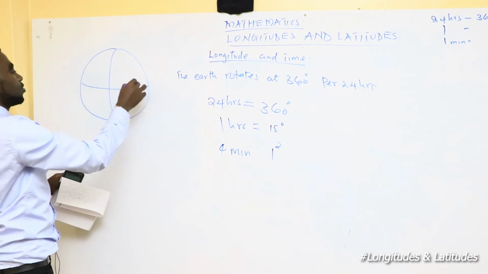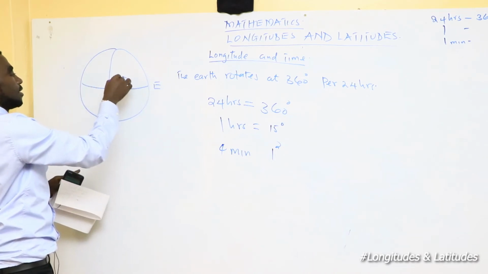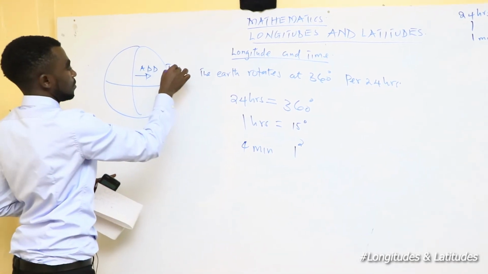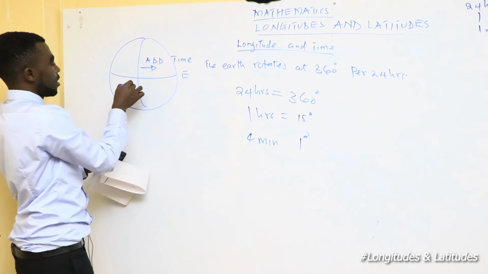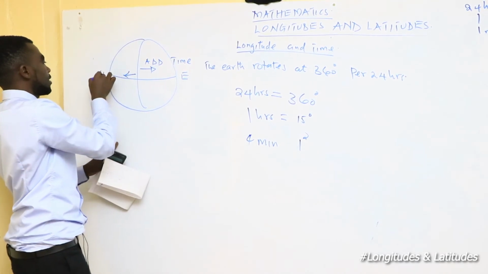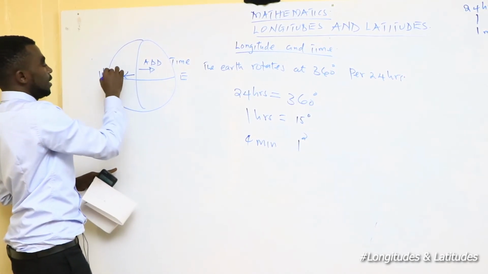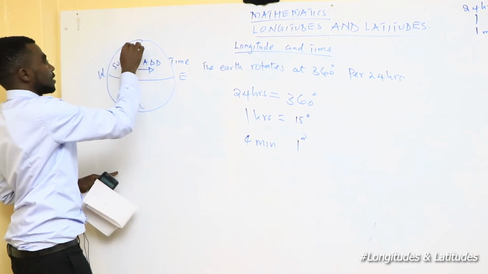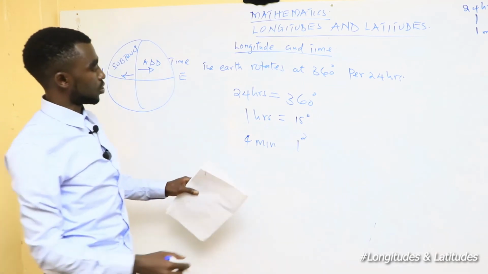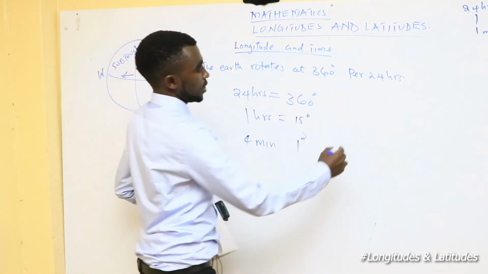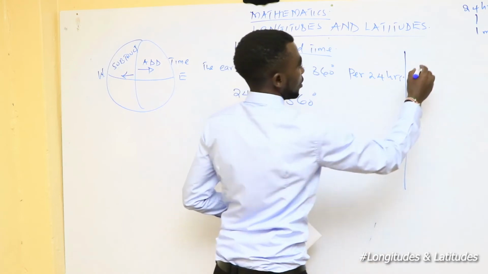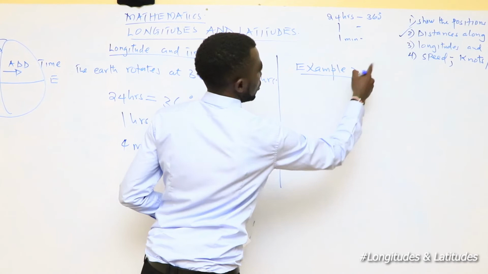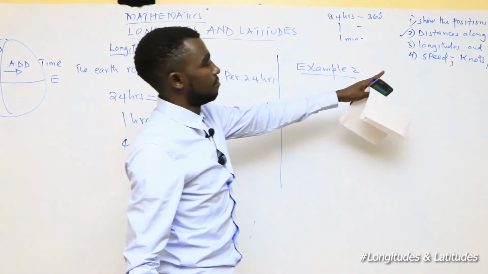when we are proceeding to the east side, we usually add time. And when we are proceeding to the west side, we usually subtract the time. So we need to have a question which relates to this one, and that brings us to the last example in this subtopic, example 2, which has the time.